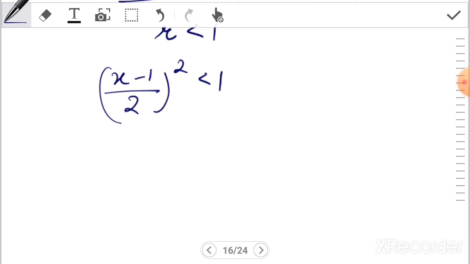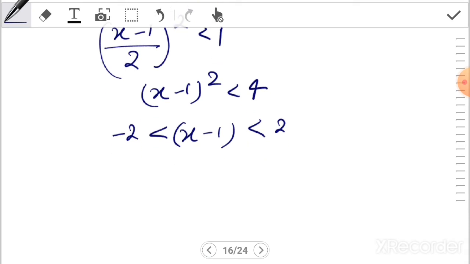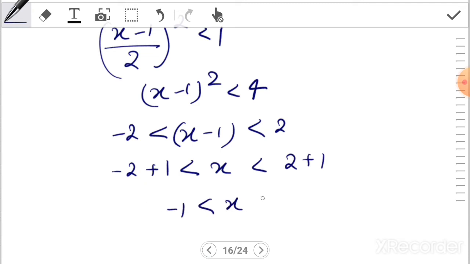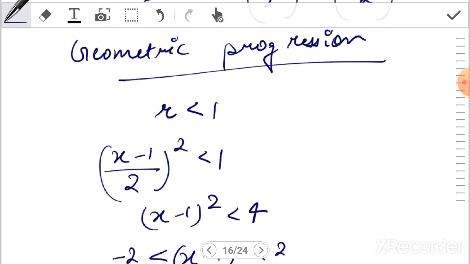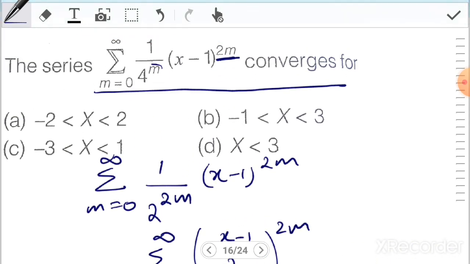If you solve this, you will get (x minus 1) whole squared less than 4. Then x minus 1 varies between minus 2 and plus 2. So x will lie between minus 2 plus 1, and 2 plus 1, which is minus 1 and plus 3. So this series will converge for x between -1 and 3. So B is the right answer.